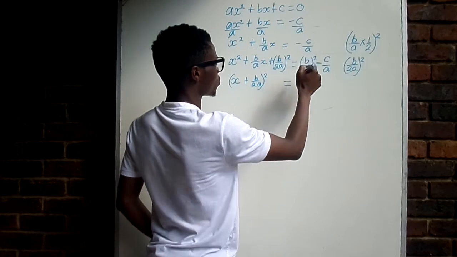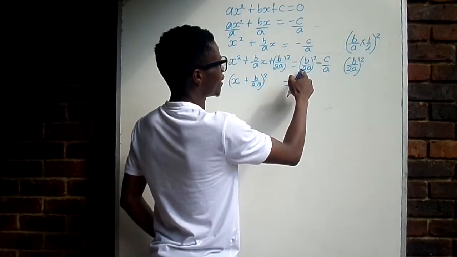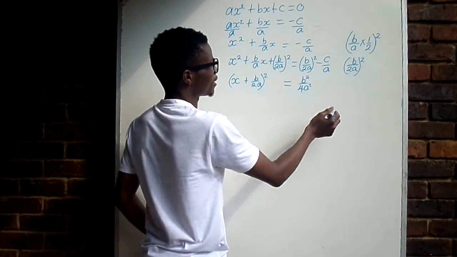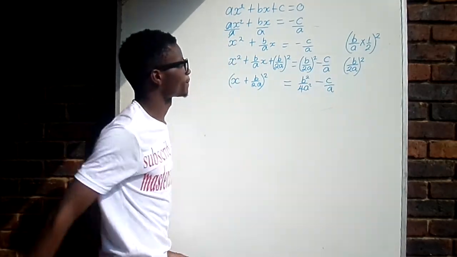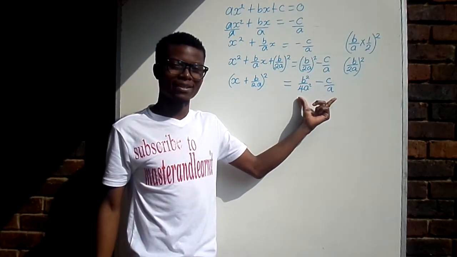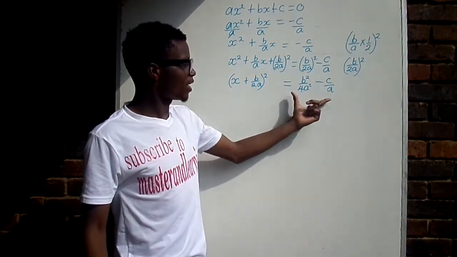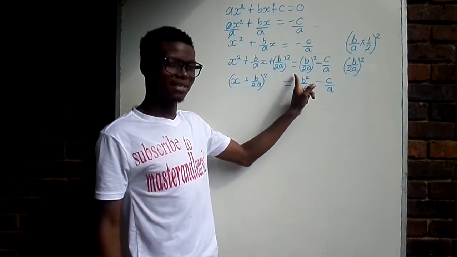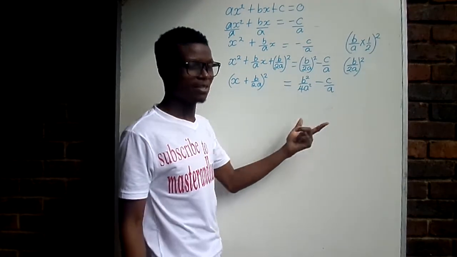We simplify our right hand side. b over 2 squared gives b squared over 2 squared is 4, a squared remains a squared, minus c over a. The following step now is to simplify our right hand side. In other words, we just want to write this as one fraction. One of the quickest methods is to cross multiply. I'll cross multiply denominator times the numerator, denominator times the numerator, then denominator times the denominator.